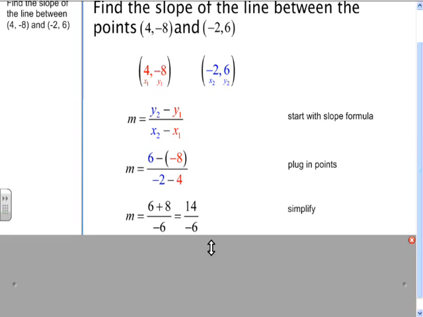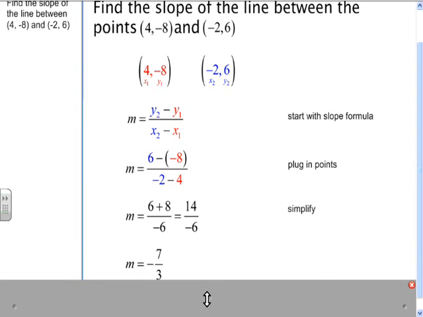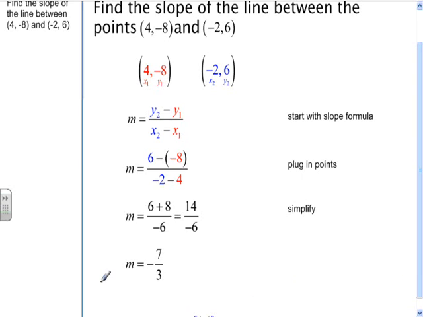Now because we're dividing a positive by a negative, we know our answer is going to be negative. So the slope here is negative. And then if I reduce the fraction, 14 over 6 reduces to 7/3. So my slope here is negative 7/3. Now since it's negative, one of the things I know is that that line is falling from left to right. It's not rising from left to right.